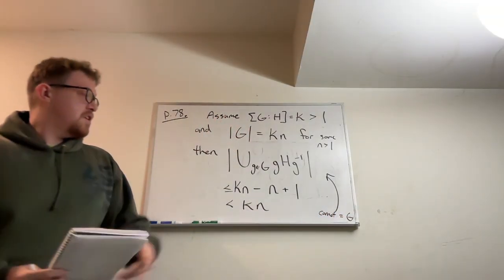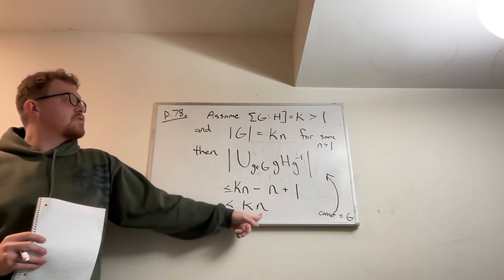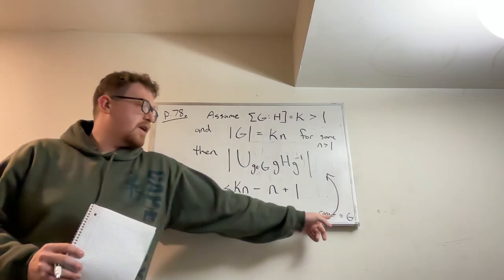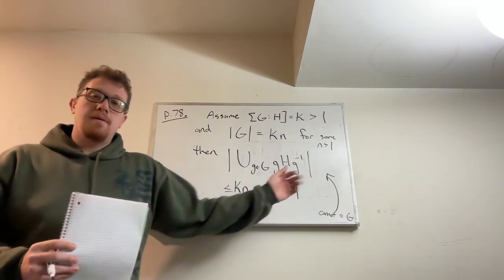Because if it was equal to G, then it would have k times n elements, and we just proved that it has strictly fewer than this number of elements, and therefore it cannot be equal to G. That's what we wanted to prove.